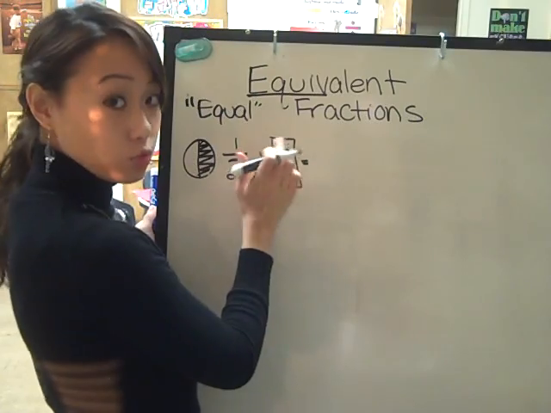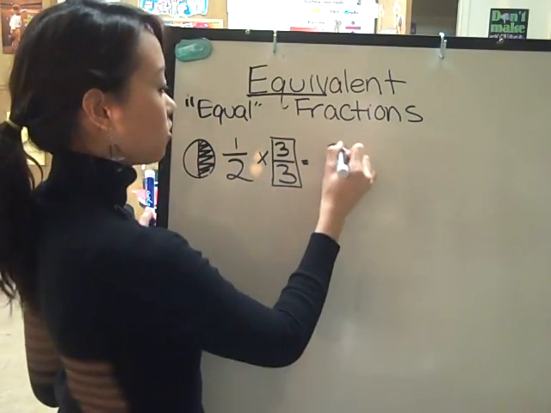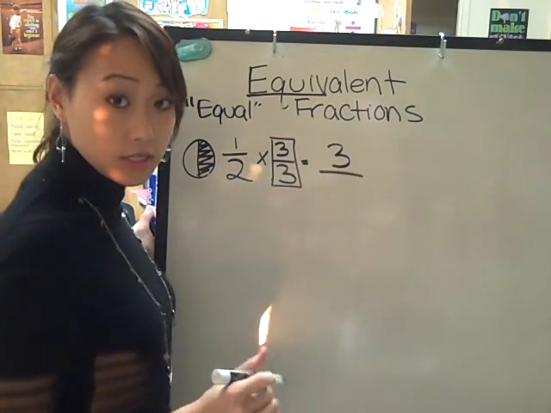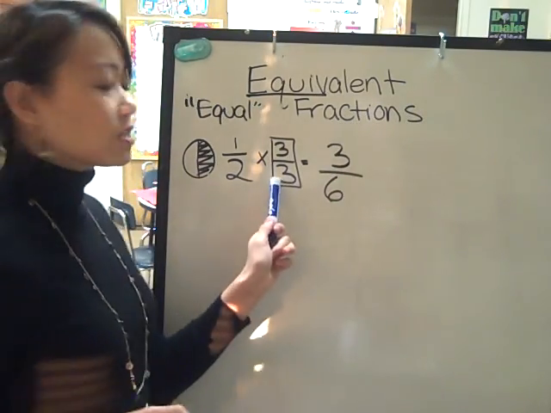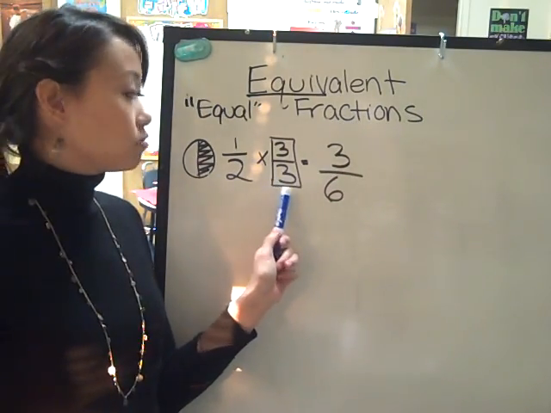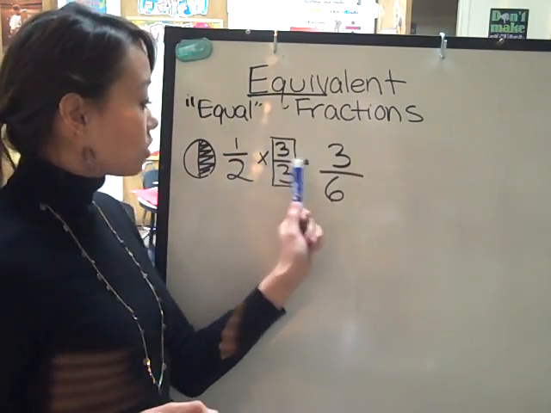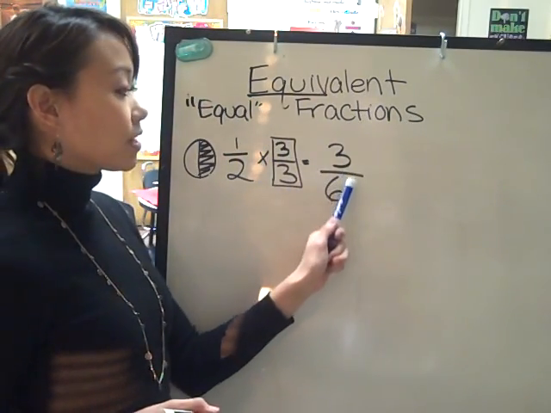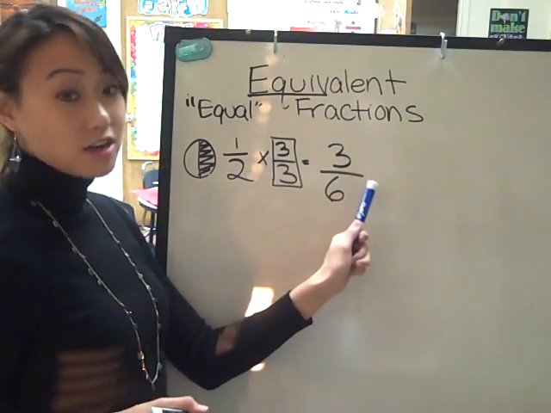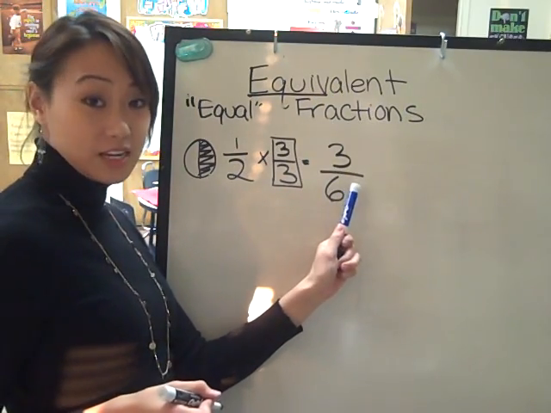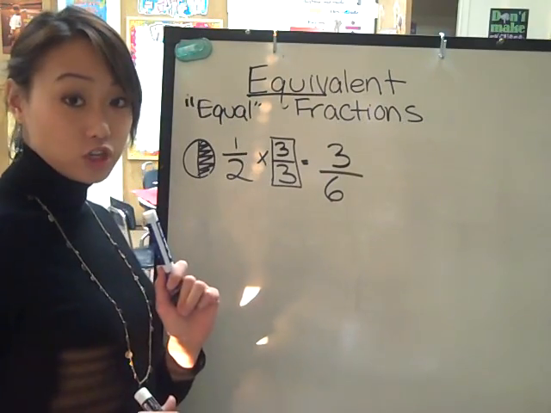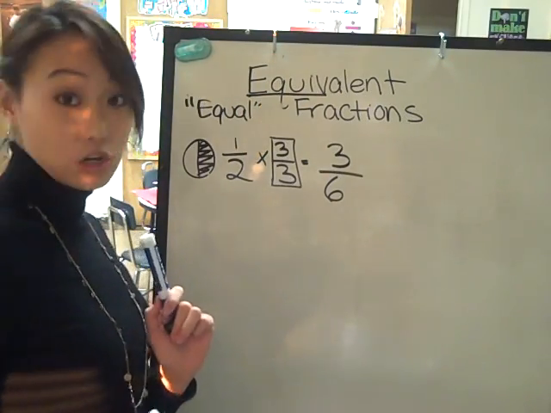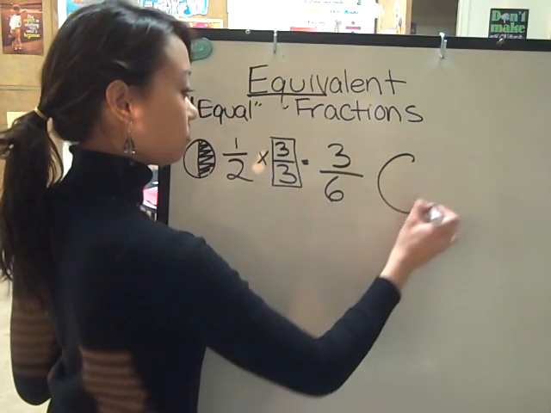What's 1 times 3? 1 times 3 is, of course, 3. 2 times 3 is, of course, 6. So this recipe card is telling me if I use 3 times 3 on the top and the bottom, I'm going to get this new equivalent fraction. So do you think that eating 3 out of 6 slices is equal to eating 1 out of 2? I don't know, let's draw and find out.